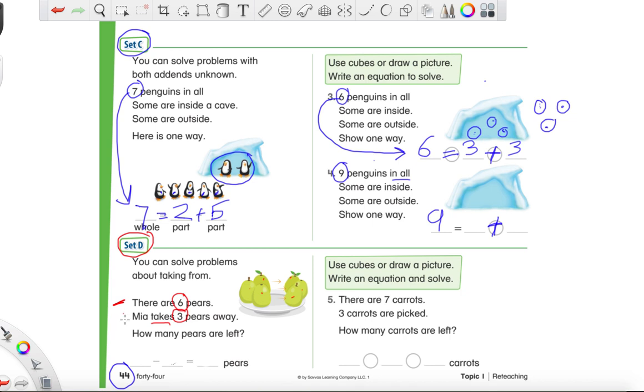We're going to use this minus sign right here. So when we subtract, the big number goes first. Which is the big number, the 6 or the 3? It's the 6. 6 goes first because it's the big, scary monster number. And Mia takes away 3. So are we going to put that on the middle line? Or is that going to be the answer? It goes in the middle line because they are telling us this is one part.